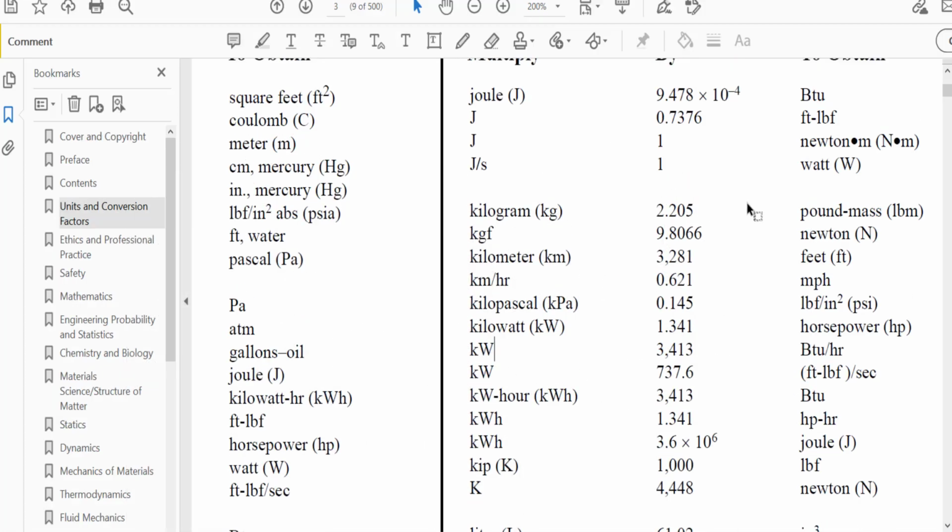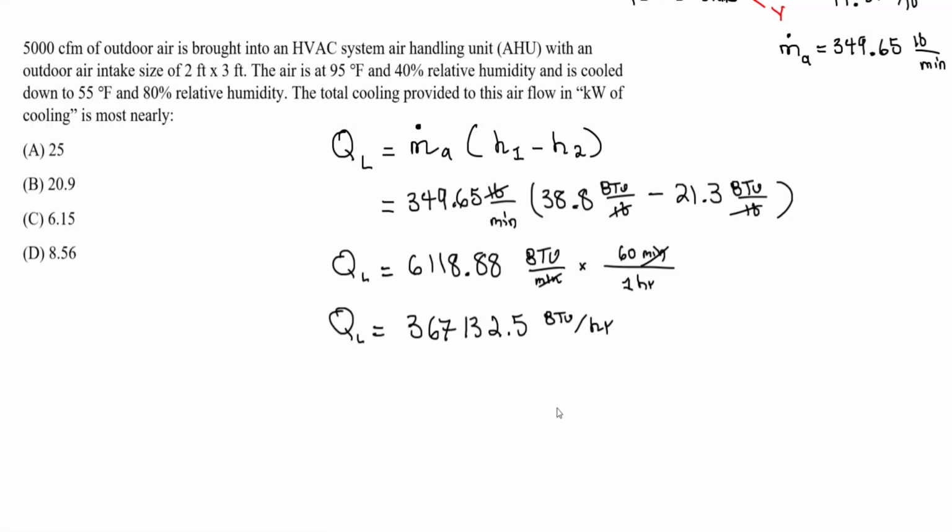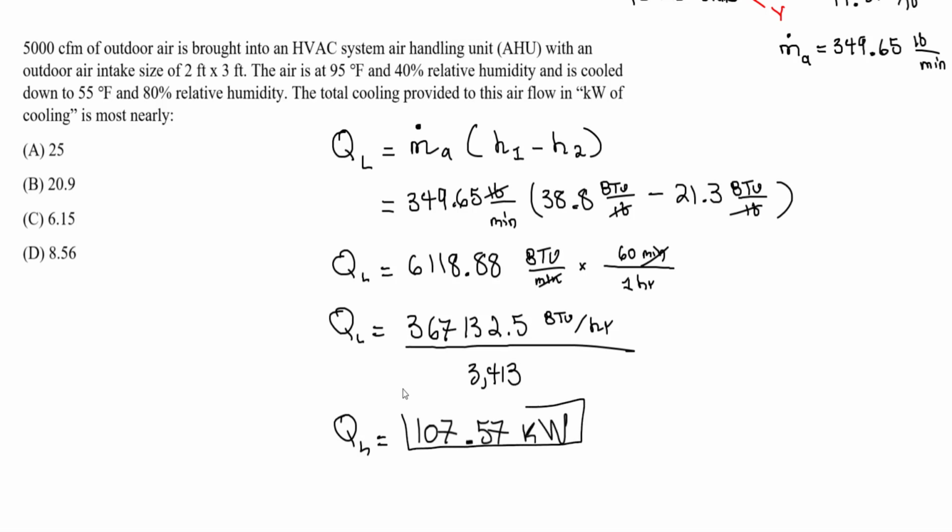Now to convert to kilowatts, we take this value and divide it by the 3,413. From BTU per hour to get to kilowatts, we divide by 3,413. So we take this whole value and divide by 3,413, and we get our answer in kilowatts. If you do the math, you should get around 107.57 kilowatts. So this would be our answer here.